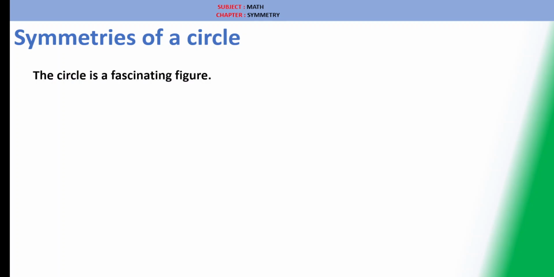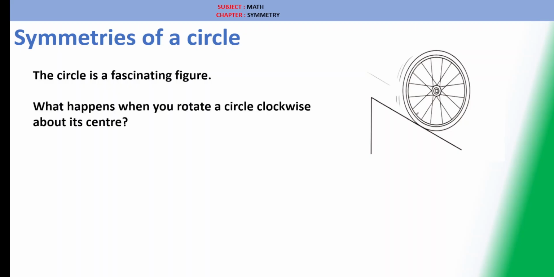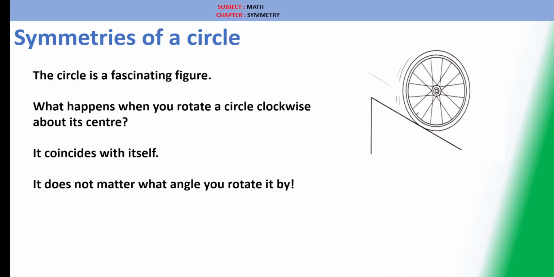Symmetries of a circle. The circle is a fascinating figure. If we observe here, however much we rotate it, it will coincide with the original position. What happens when you rotate a circle clockwise about its center? It coincides with itself. It does not matter what angle you rotate. It's like 1 degree, 2 degrees, 3 degrees till 360 degrees. So for every circle, every angle is an angle of symmetry.